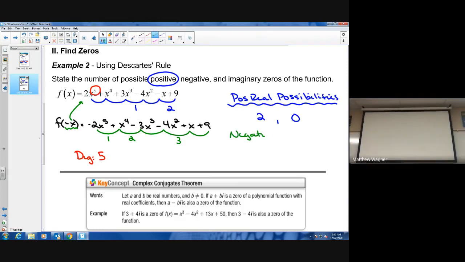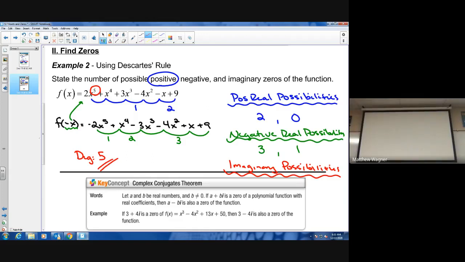So now we're looking at negative real possibilities. Sorry, we're running out of space there. So in this case, we had 3 sign changes. So we know we're going to have 3 or 1. All right. And then this is kind of the fun part. Imaginary possibilities. All right. It's kind of like a puzzle. All right. We know the degree of our polynomial is 5.